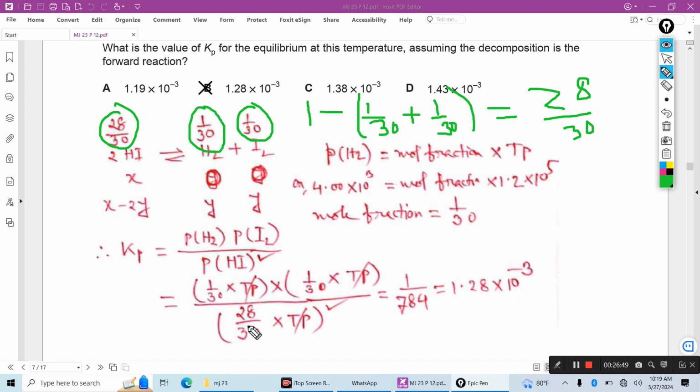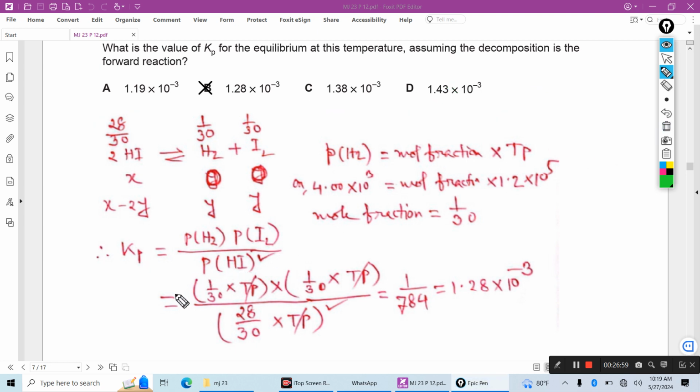Now if you get the mole fractions, the Kp expression is Kp equals partial pressure of products divided by partial pressure of reactant. So now the partial pressure of hydrogen will be mole fraction of hydrogen times total pressure Tp. Then the partial pressure of iodine will be mole fraction of iodine times total pressure. Then the partial pressure of hydrogen iodide will be mole fraction of hydrogen iodide times total pressure, squared, because of 2 mole hydrogen iodide. If you calculate, you will get 1.28 times 10 to the power minus 3. No unit, because the units cancel, as there are the same number of moles on both sides.